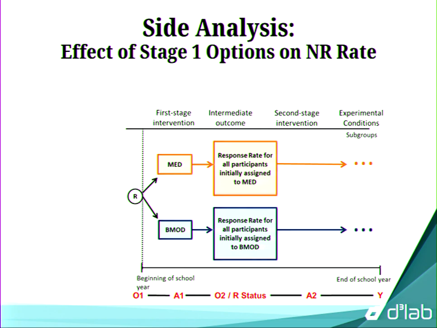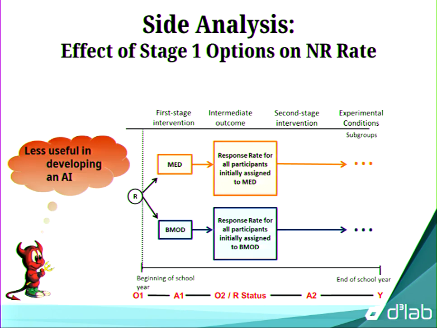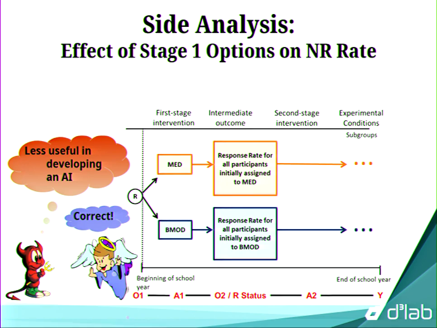You can do this side analysis. This side analysis compares the 2 first stage intervention options in terms of their response rate. A lot of people are interested in this side analysis, but what you need to keep in mind if you do it is that it's not useful in developing an adaptive intervention, right? And this is actually the first time the devil and the angel are going to agree. The reason it's not useful is because you're looking at the short-term effect of the first stage intervention options before second stage options were introduced. In a sense, some people call it myopic decision making, but some don't like this word.